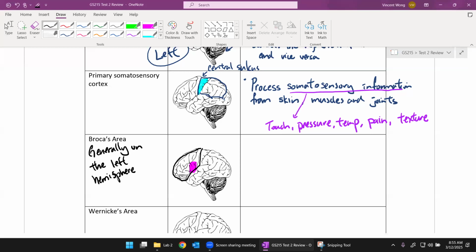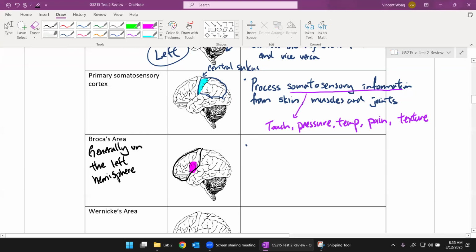Okay? You might have heard people say they're right-brained or left-brained, meaning some people are more artistically gifted than others because the brain is not uniform. Okay, some half is going to perform certain tasks more than others. In any case, Broca's area is going to be found in the left hemisphere for most people.